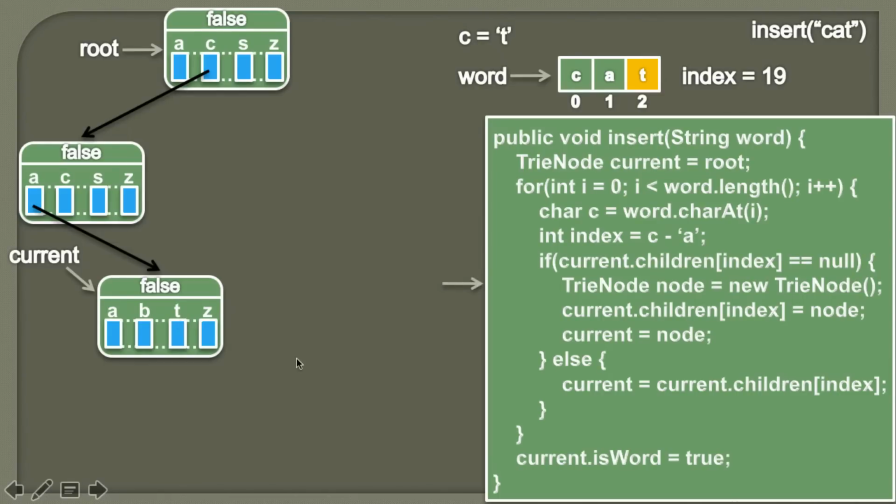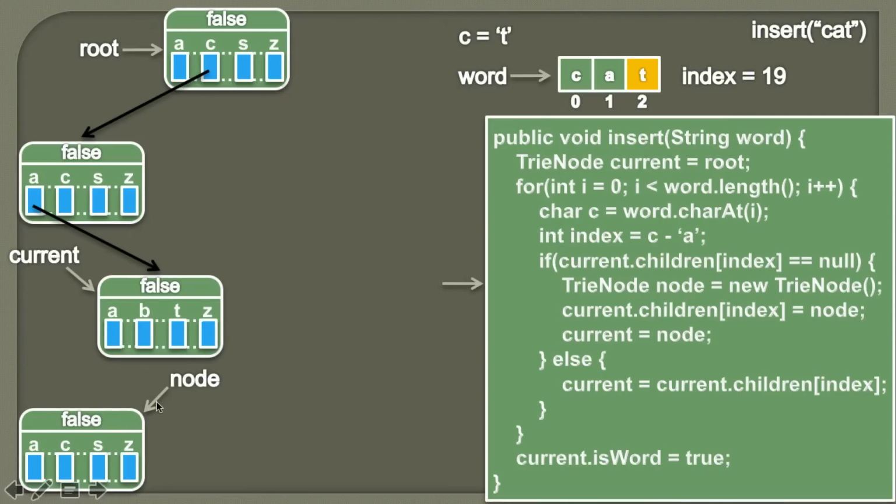Now in order to insert t, we'll first create a new trie node and assign it to a temporary node. Moving ahead, we'll assign the value of node to this trie node array at index 19, which maps to t. So it would look something like this: the trie node at index 19 will now point to a newly created trie node. And finally we'll traverse current to this newly created trie node by assigning the value of node to current. So current will now point to this newly created trie node.